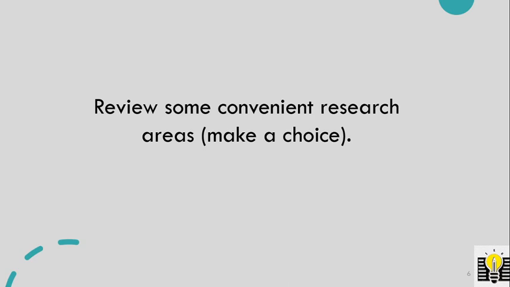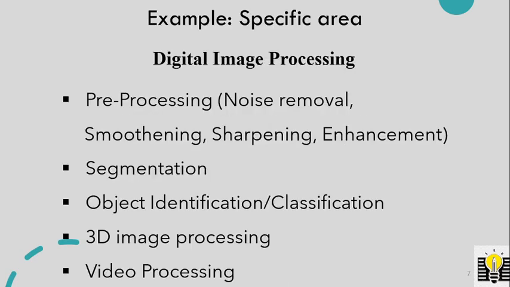After getting your idea, review some convenient research. If you received areas from any of the sources we already discussed, you can collect all the necessary research areas and make a choice. You have to list all the convenient research areas. This is an example with a specific subject, digital image processing. There I can find the research areas within the specific subject.